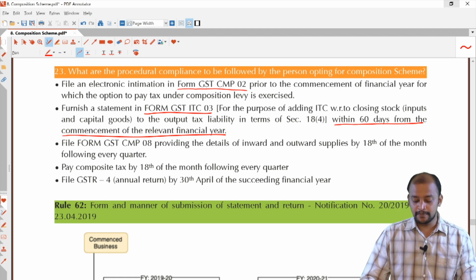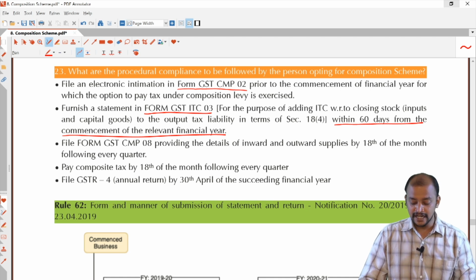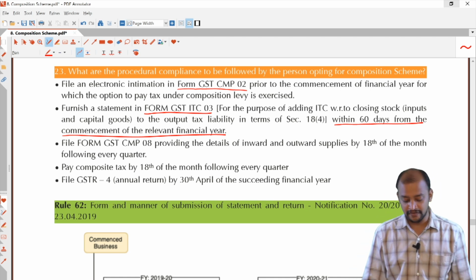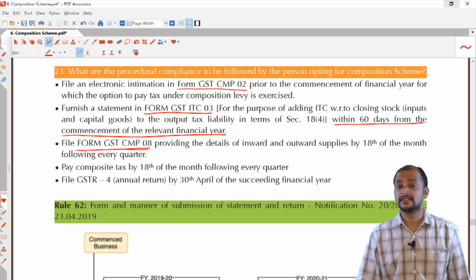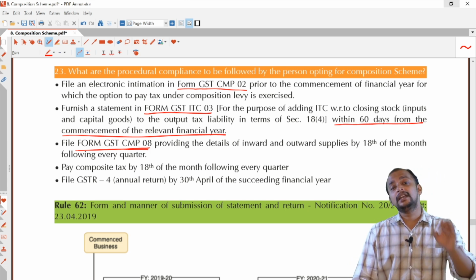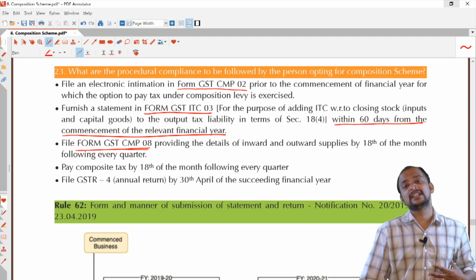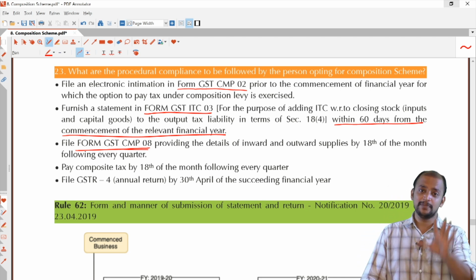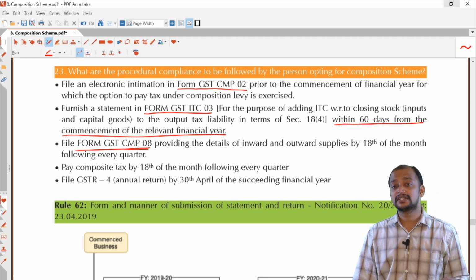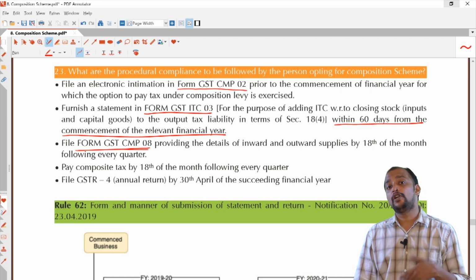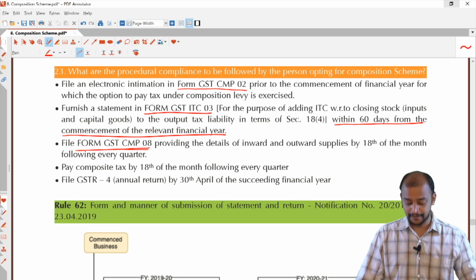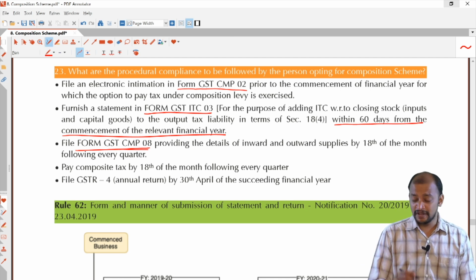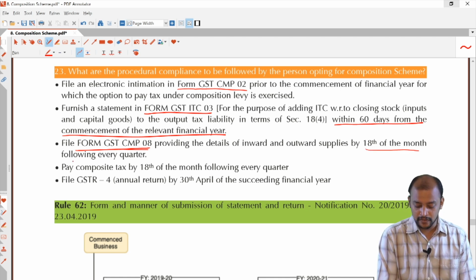File form GST CMP 08 providing the details of inward and outward supplies by 18th of the month following every quarter. What is this CMP 08? CMP 08 is the quarterly return, whether it is a monthly return or a quarterly return. Under composition scheme, whether I need to pay GST on a monthly basis or quarterly basis, quarterly basis I need to pay GST, and that GST which I am paying on a quarterly basis I have to pay along with a statement. That statement is GST CMP 08, and that should be filed by 18th of the month following every quarter, and that is the time I have to pay the composite tax also.